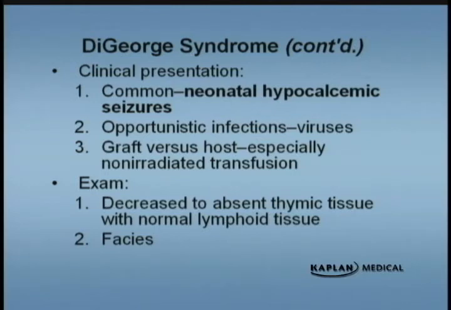They are also at very high risk for graft versus host disease. So we talked about IgA, we talked about anti-IgA antibodies with blood. With these patients, you have to be very careful with transfusions because they can actually have a graft versus host disease, particularly non-irradiated blood. On exam, they'll have very little thymic tissue. Most patients have a little bit of thymic tissue and not complete aplasia, but they can have a spectrum of amounts of thymic tissue. But they will have normal lymphoid tissue and the characteristic facies that we described.